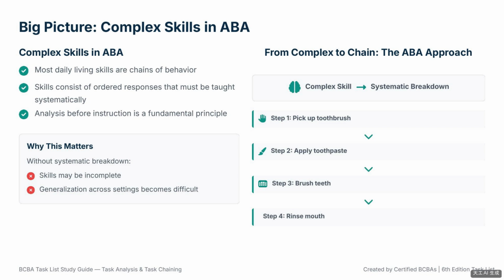Most functional life skills are not single responses. They are chains of behavior. These skills consist of ordered steps that must be performed in sequence to produce a meaningful outcome. In ABA, analysis always comes before instruction. If we don't systematically break a skill down, teaching becomes inconsistent and generalization suffers. Task analysis is the bridge that allows us to move from a complex skill to a teachable behavior chain.